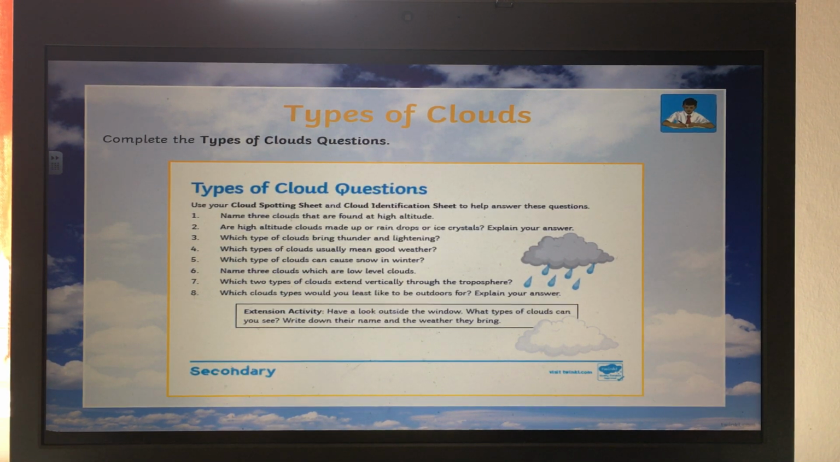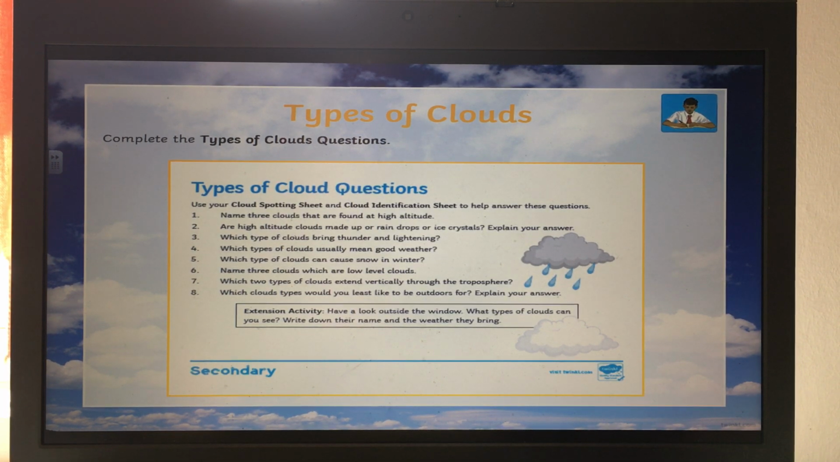Can you name 3 clouds that are found at high altitude? Are high altitude clouds made up of raindrops or ice crystals? Can you explain your answer? Which type of clouds bring thunder and lightning? And which type of clouds usually mean good weather? Which type of clouds can cause snow in winter? And can you name 3 clouds which are low-level clouds? And which 2 types of clouds extend vertically through the troposphere?